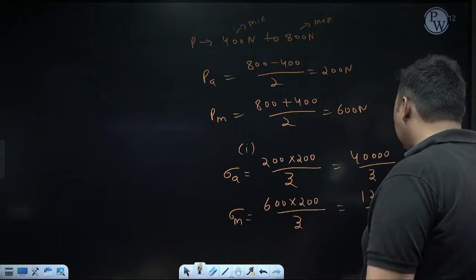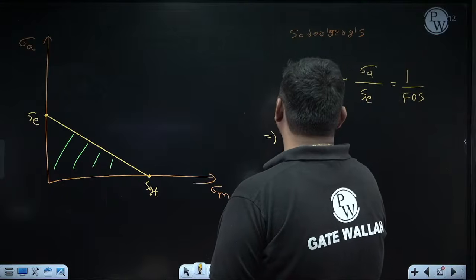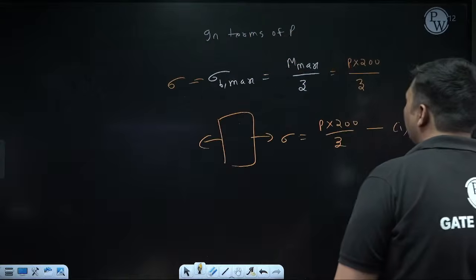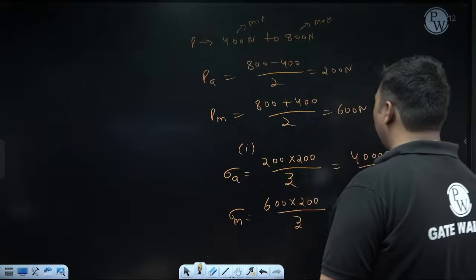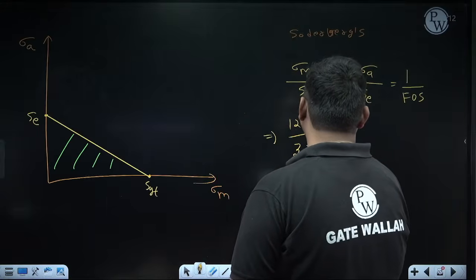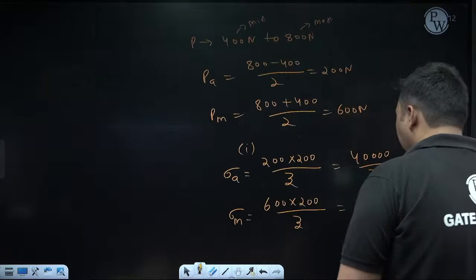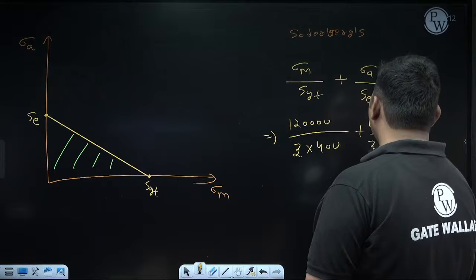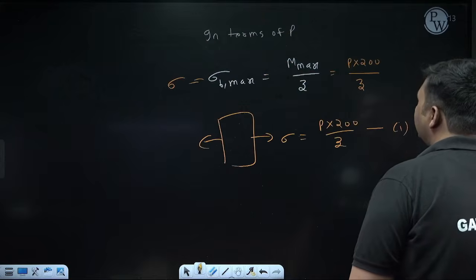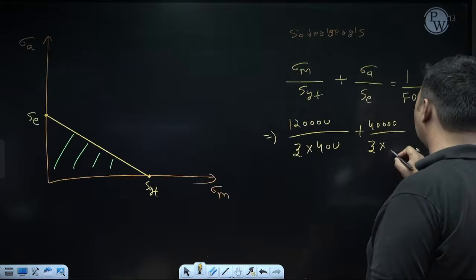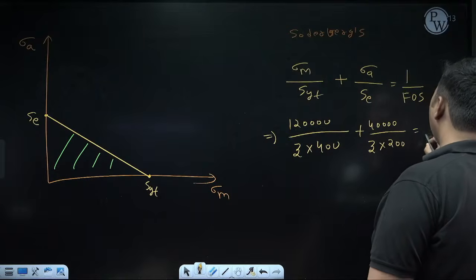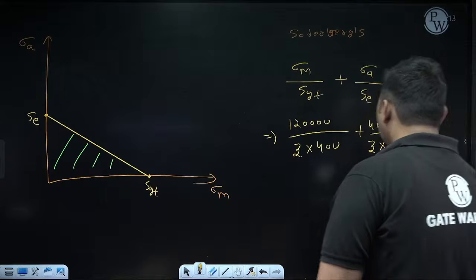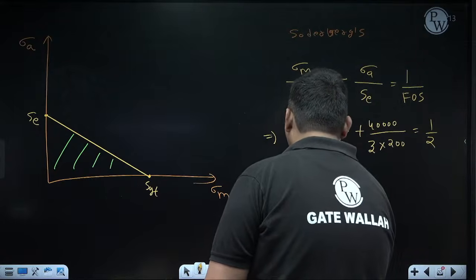Now sigma mean is mean stress at critical point, which is 12,000 divided by Z, divided by SYT, which is yield strength of the material, it is 400 megapascal, plus sigma amplitude is amplitude stress at critical point, which is 40,000 divided by Z upon SE, which is corrected endurance limit, and it is 200 megapascal, equal to 1 by FOS. FOS is factor of safety. Factor of safety is given 2. So in this equation only one unknown Z is coming, because we can calculate section modulus.